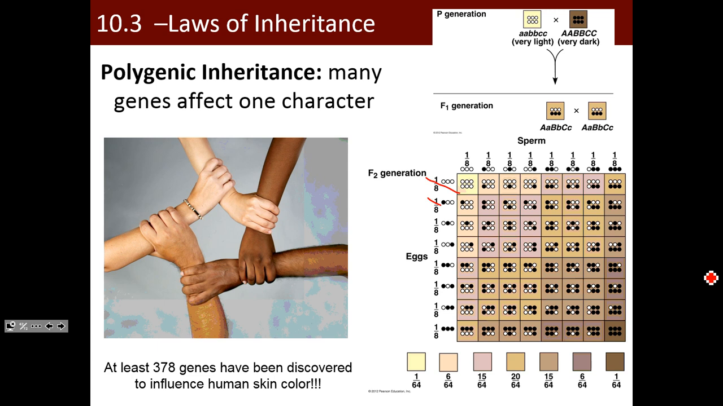So many, many characters in humans and in all organisms are actually polygenic. They're a combination of multiple genes interacting together to give you your overall phenotype. That's only for 3 genes. Yeah, because with 3 genes, you have 64 possible outcomes. If you have 378 genes, your total number of outcomes is much higher.